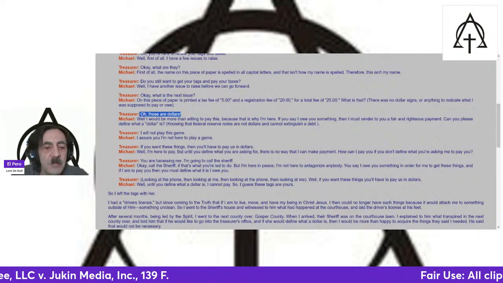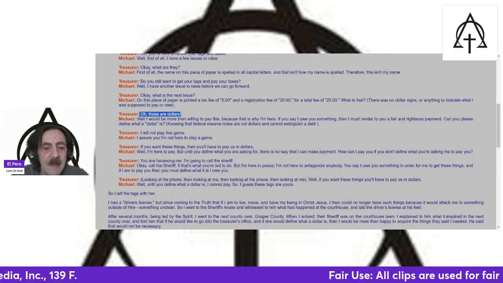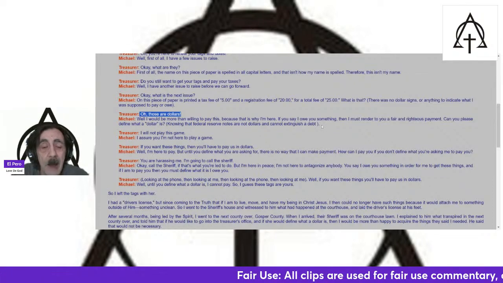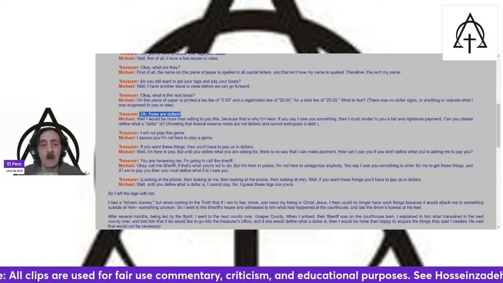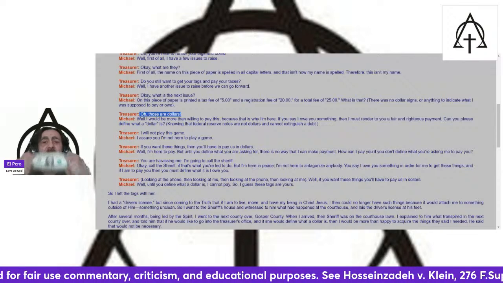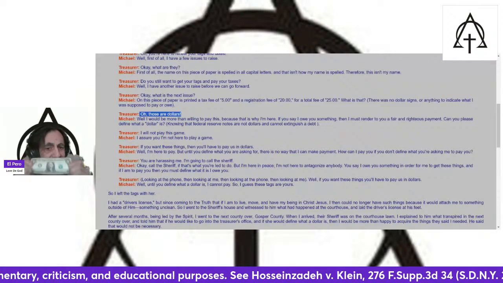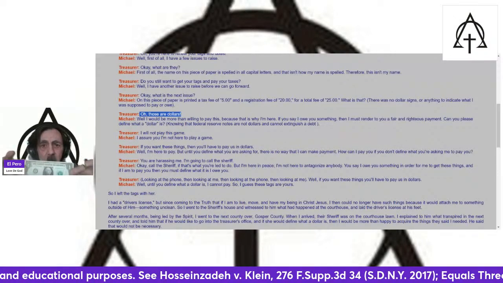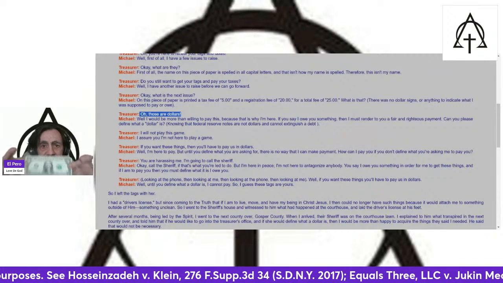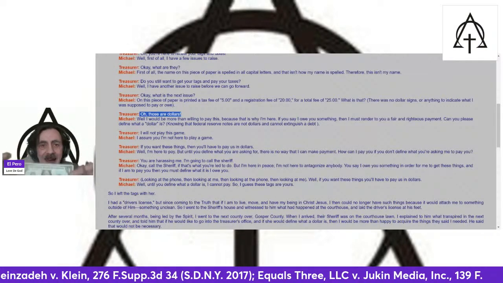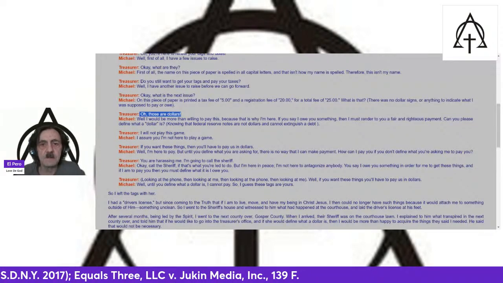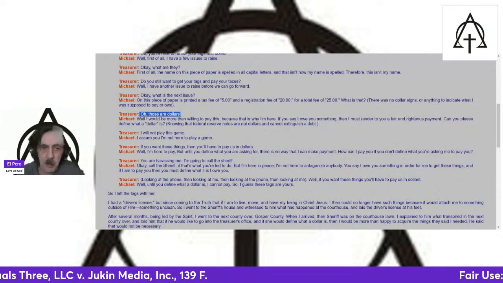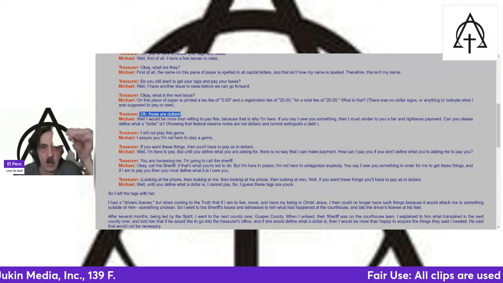Knowing that Federal Reserve notes are not dollars and cannot extinguish a debt, they're promissory notes. So even though it says $1 on it, it's not saying that this itself is $1. It's saying it has a value of $1. This is not a dollar. This is a promise of a dollar. How? Redemption. A special deposit where they're obligated to give credit.